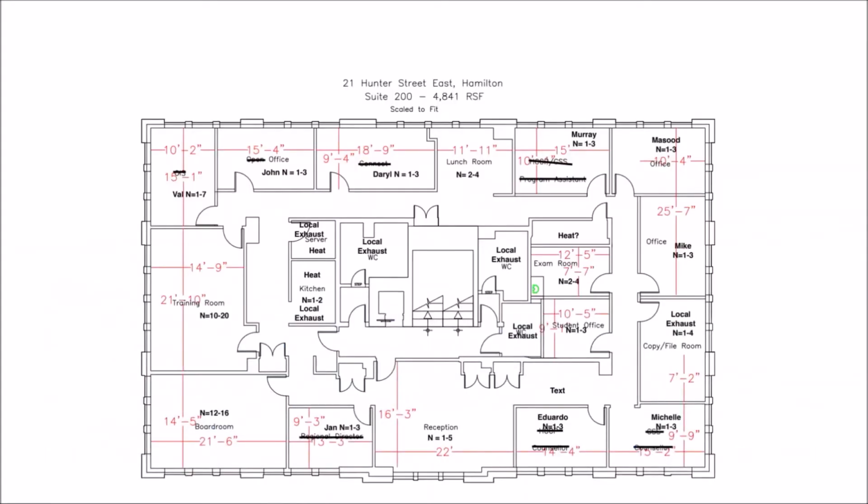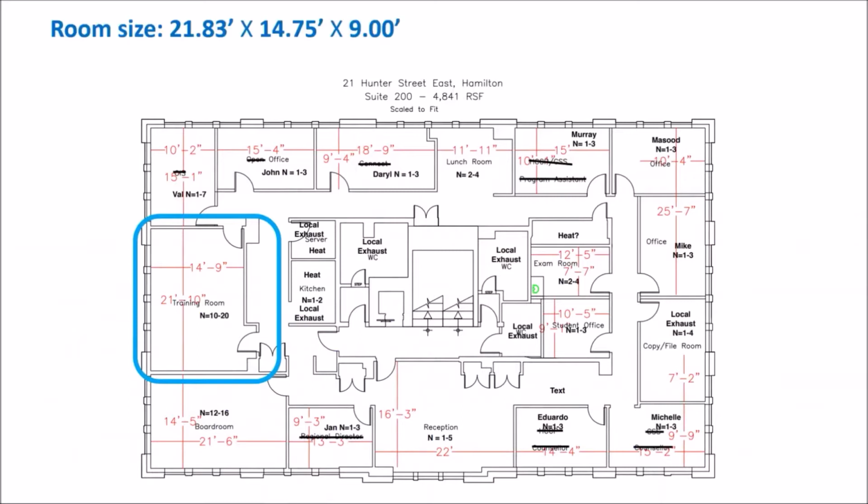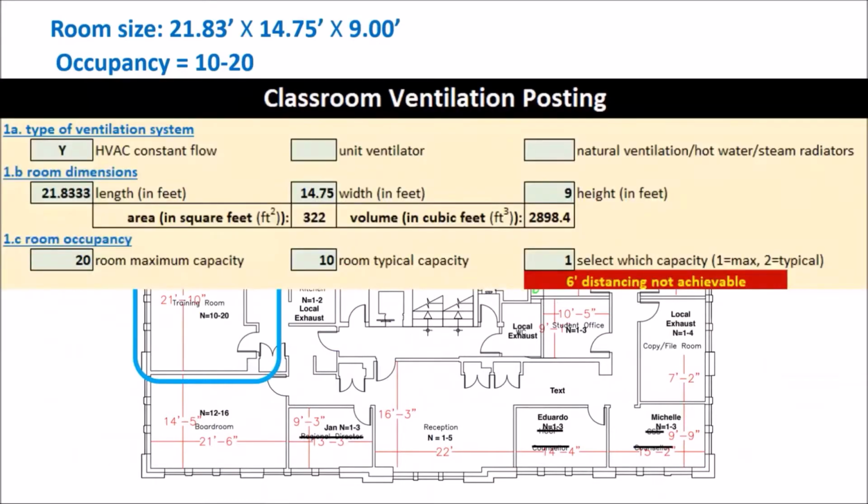So I thought I would apply it to our new office in Hamilton. In the office, we have a training room, which is kind of a classroom. So we have the size here, and we also have the occupancy. The size is about 22 feet by 15 by 9, and the occupancy is anywhere from 10 to 20 occupants. And so when we populate this, it calculates that the square footage of the room is 322, which is pretty small for a classroom.